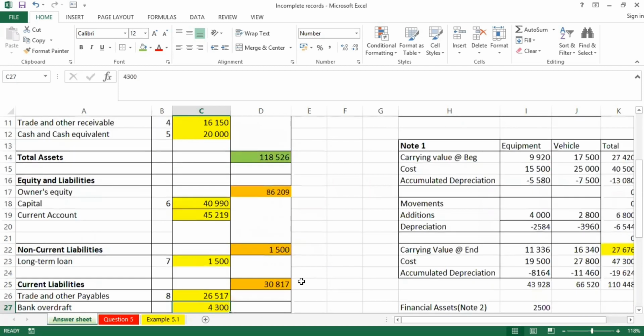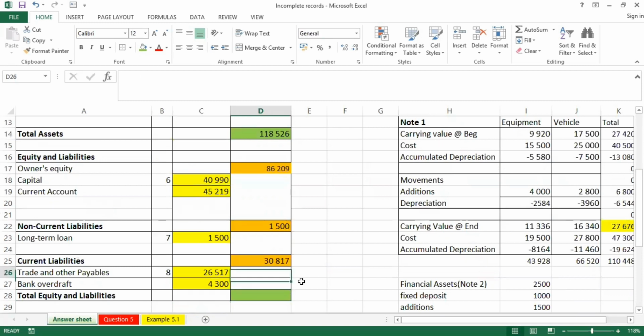And now how do we get this? We're going to add the oranges. We're going to add the 86,209 plus this plus the 80,817. So we say it's equal to this plus this plus this. Enter. So you can check the two amounts are the same, the two greens are the same, meaning we did everything correctly.